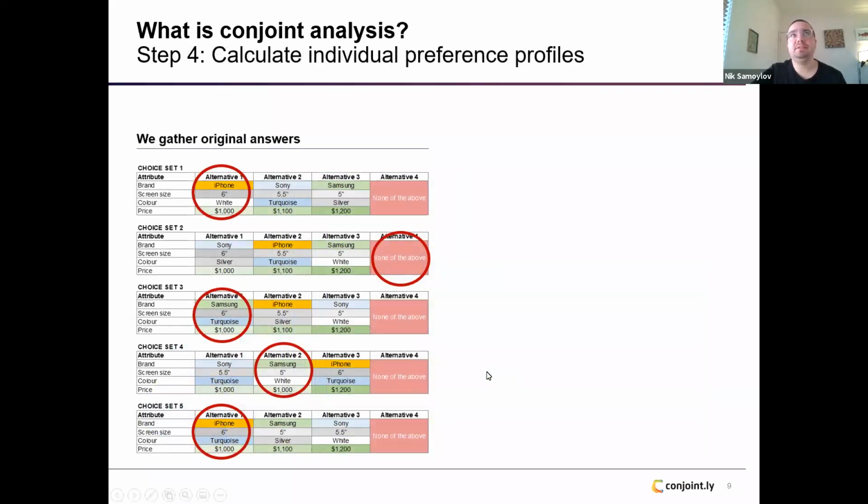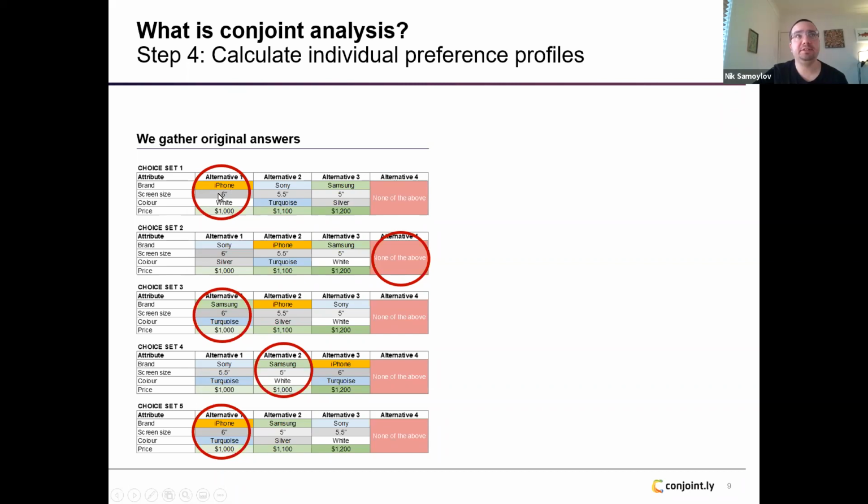Once we've done that, we calculate individual preference profiles for all respondents. So we collate the data. Here on the left-hand side, you see the original answers. This table covers the first choice set. We are circling the alternative that a respondent chose. And there were 4 alternatives in this exercise.